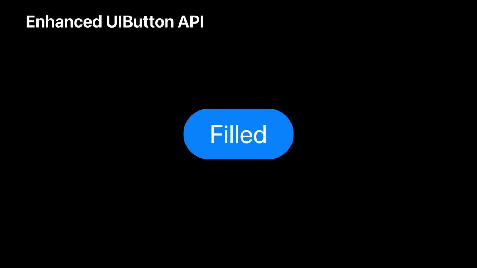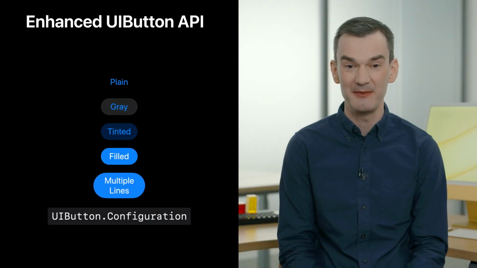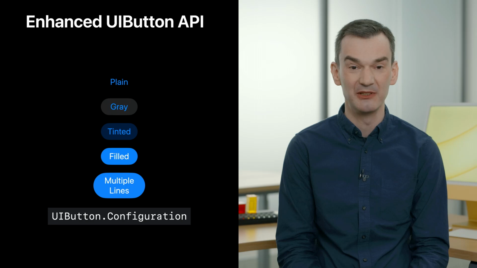In addition to the new styles, buttons now better support resizing in response to the system text size setting, known as Dynamic Type, and for the first time, formally support multi-line text. These changes, and the new UIButton configuration API that enables them, don't just make buttons more powerful, they're also more customizable and easy to update.